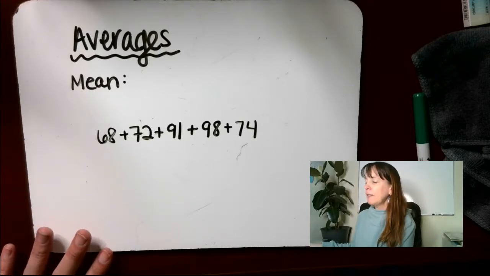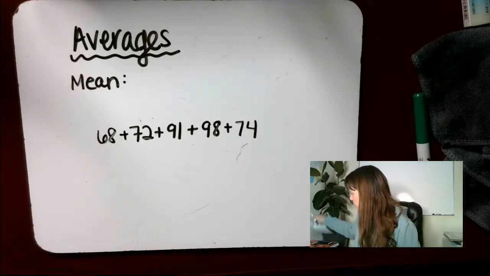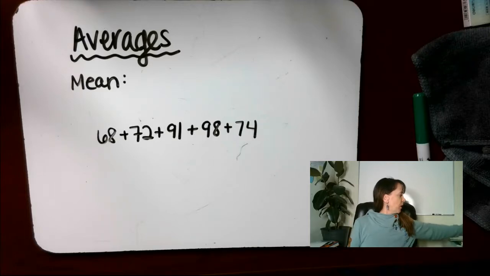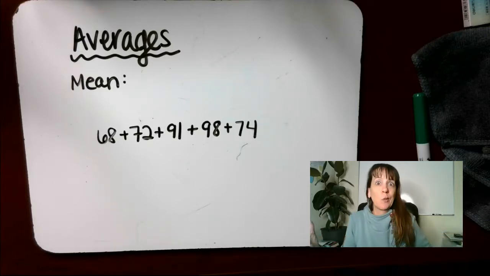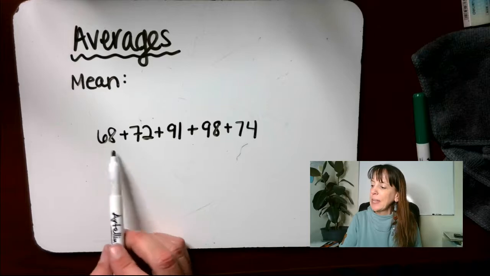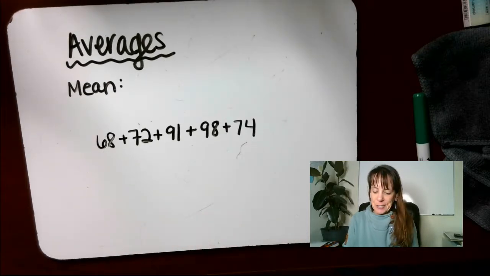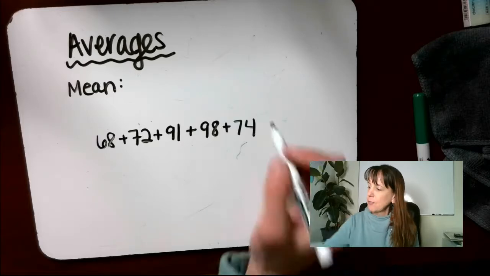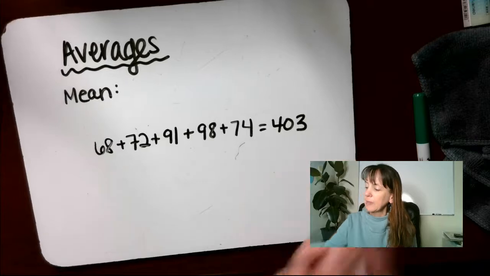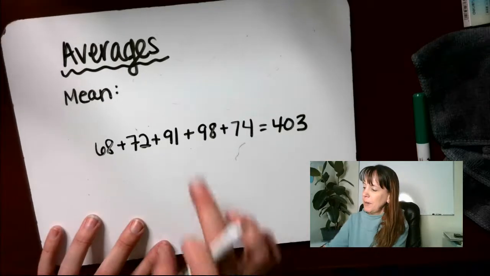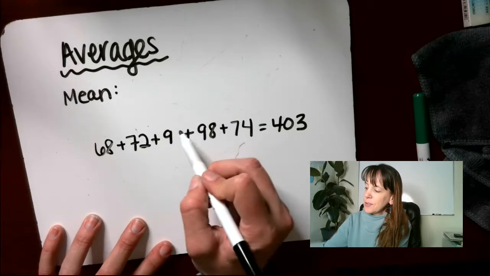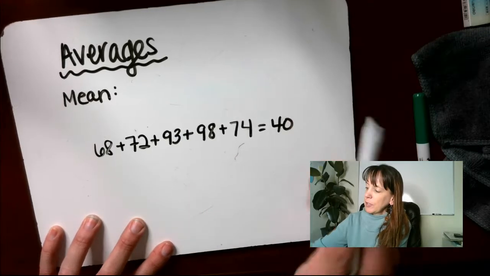Okay, so in order to find the average, I want to find on average, what grade do you get on your tests? And the way we do that is we add all these up, which you can see I already started to do, and then we divide by the number of numbers. So 68 plus 72 plus 91 plus 98 plus 74 gives us 403. I'm gonna make life easier because I was totally making those numbers up off the top of my head. You're gonna get a 93 instead of 91, which gives us 2 more over here.